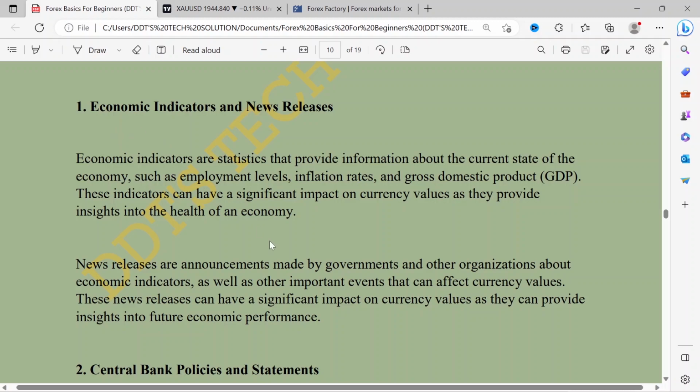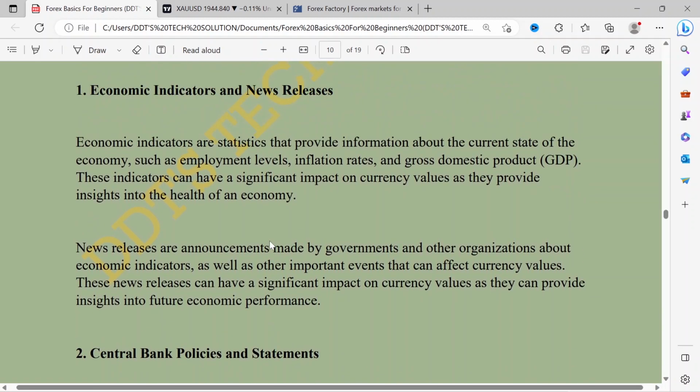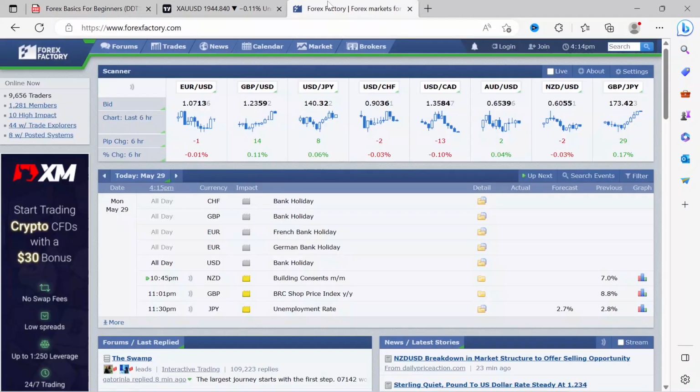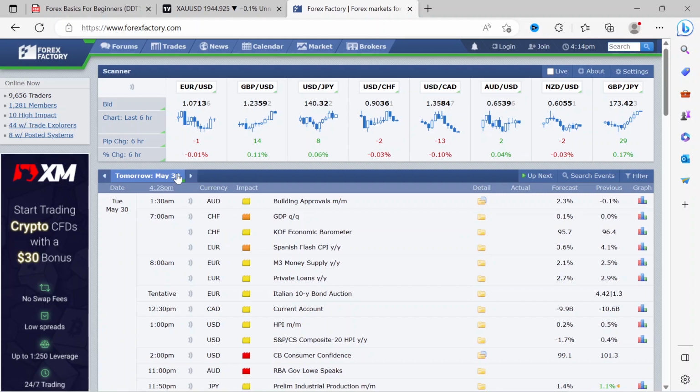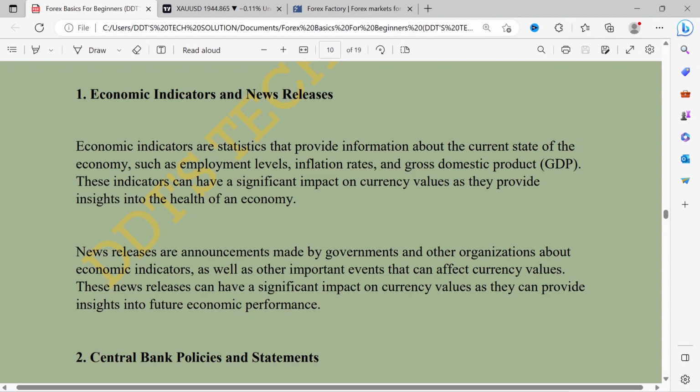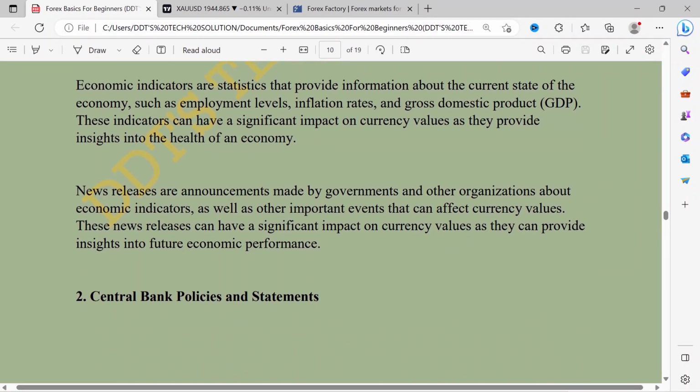And then there are other platforms you can use for these, an example being Forex Factory. Here you can see that Monday, May 29th, is a bank holiday. If I go to tomorrow, we have some major news such as the AUD, the RBA governor speaks. So these are all examples of fundamentals. Fundamentals tutorials will also be in another video.